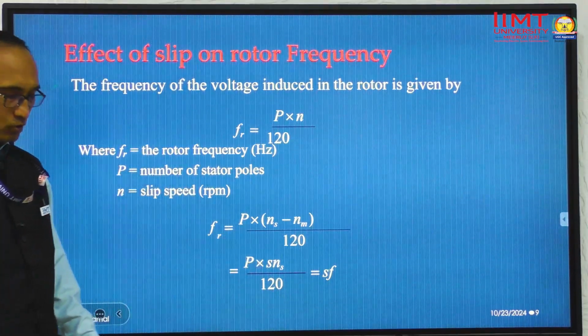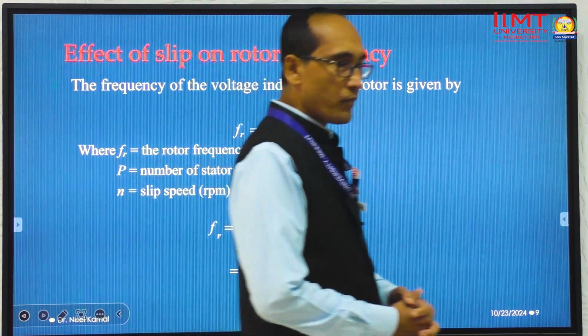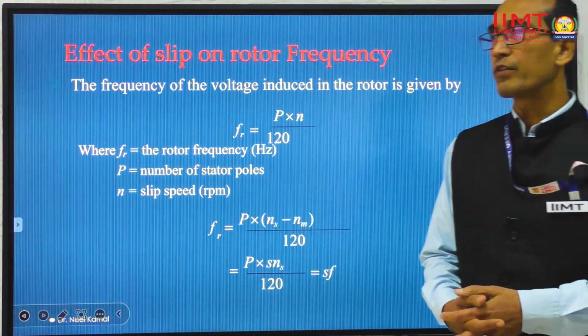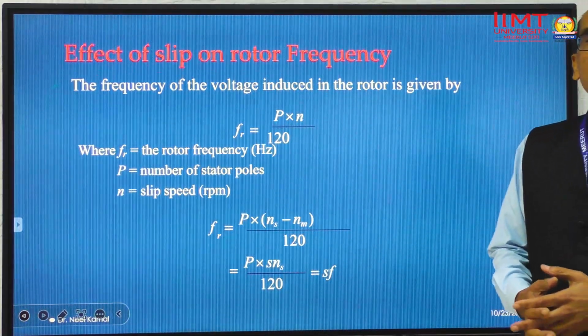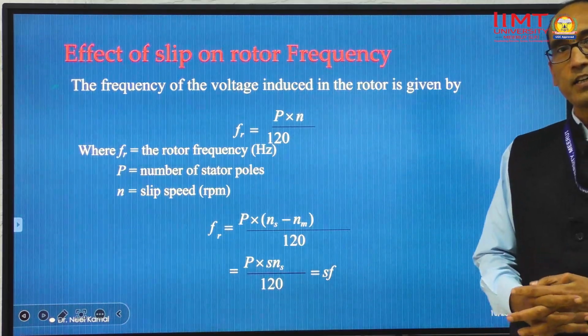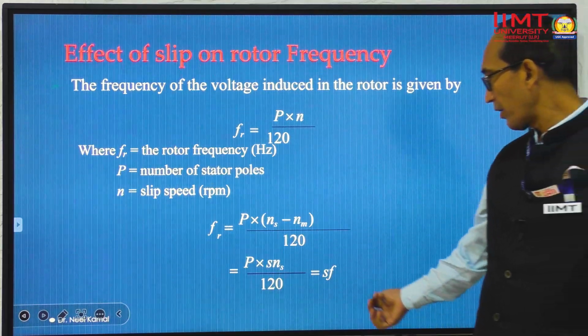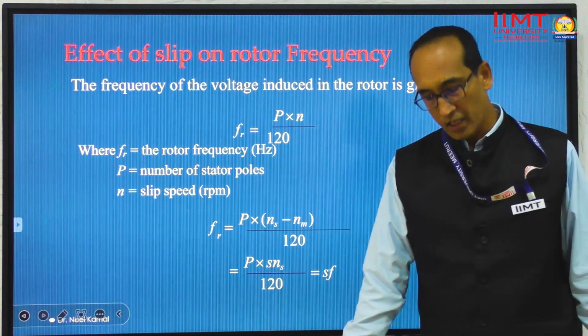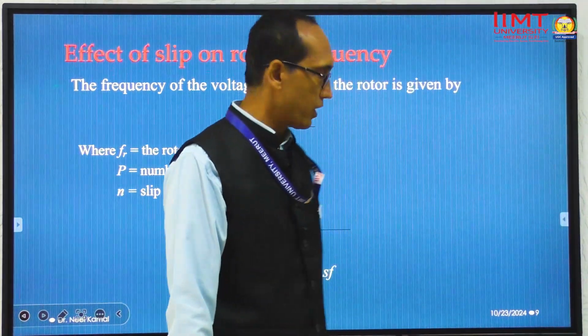So what is the meaning of rotor frequency? Rotor frequency means the frequency of the rotating magnetic field inside the rotor part. So it has a range of about 0.5 Hertz to 2 Hertz.